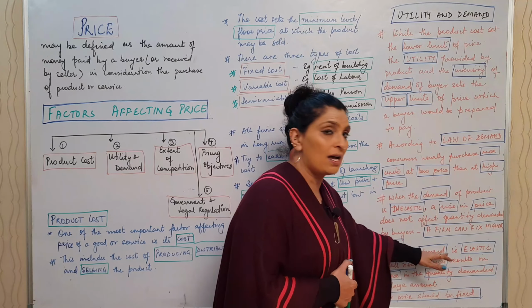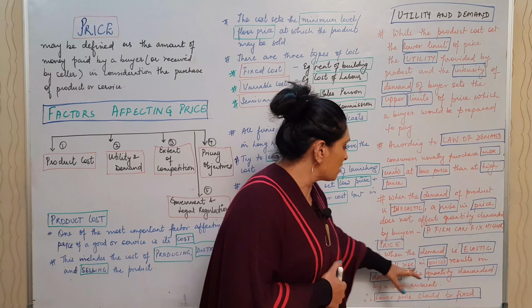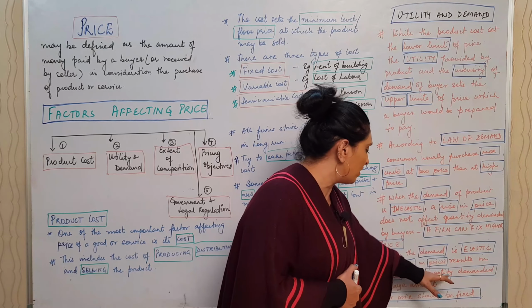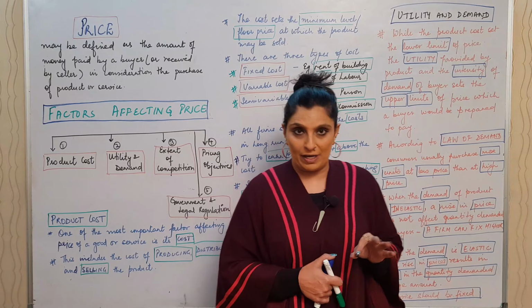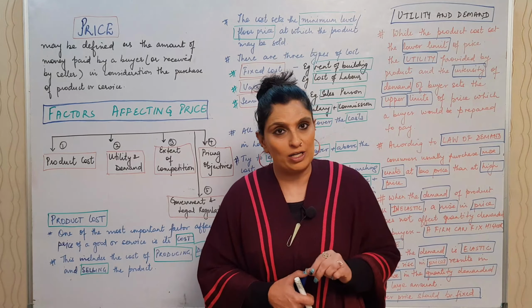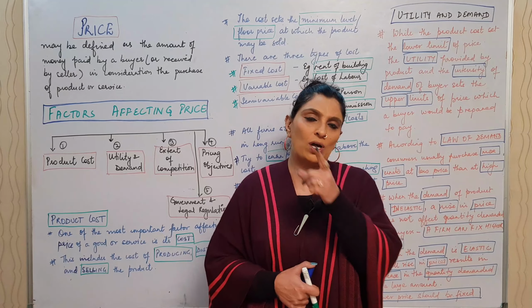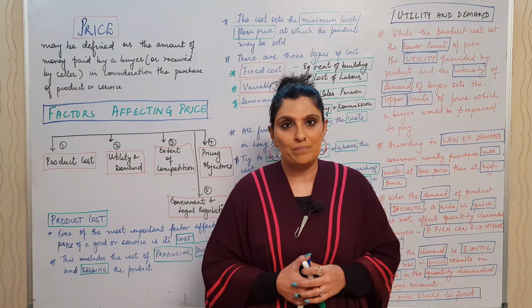But when the demand is elastic, you have substitutes. A small rise in price results in a large decrease in quantity demanded. Therefore, a lower price should be fixed. That is utility and demand. You've already done this in economics. I think you know the law of demand very clearly.